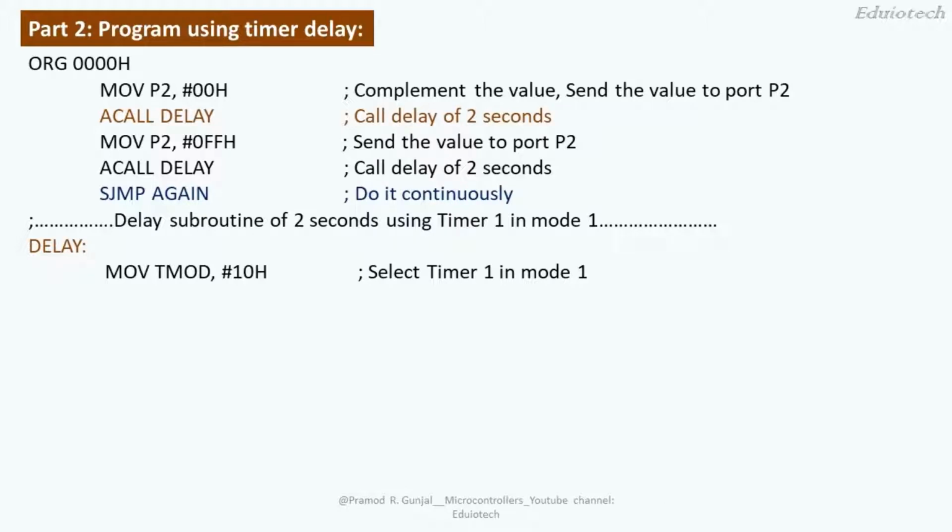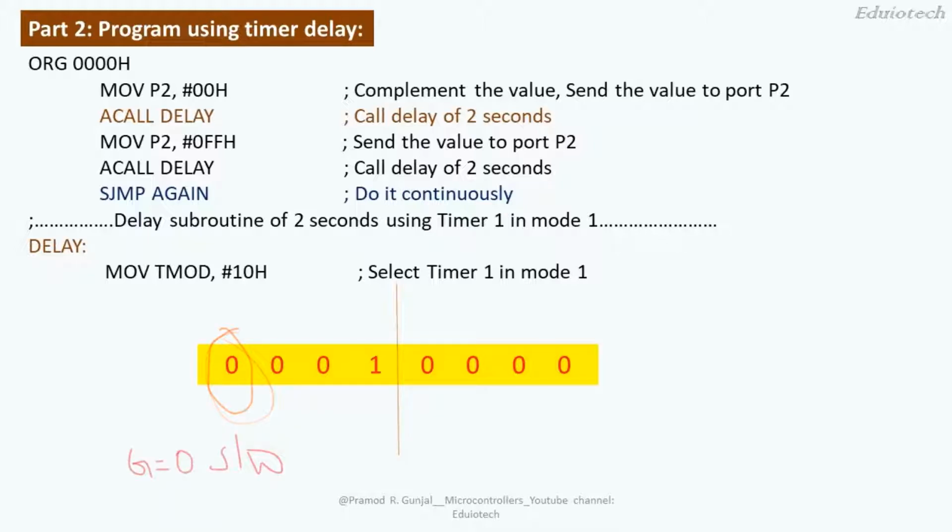So the significance of loading hex 10 value in TMOD is that timer 1 and mode 1, that is 16-bit timer mode, is selected. If you see the binary configuration of it, it will be like this: 0001 0000. So 0 means software control, this 0 means the timer is used as a delay generator, and 01 means 16-bit timer mode 1.